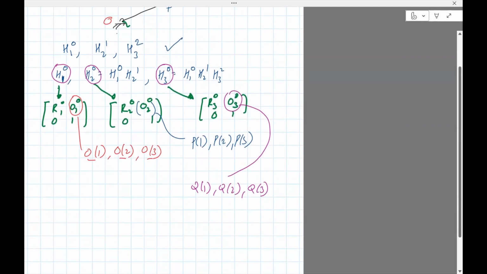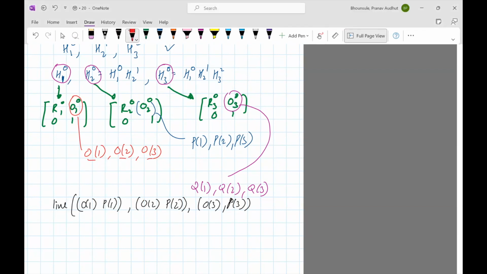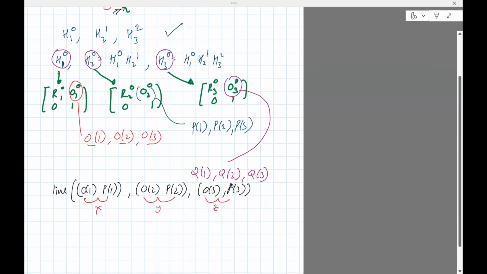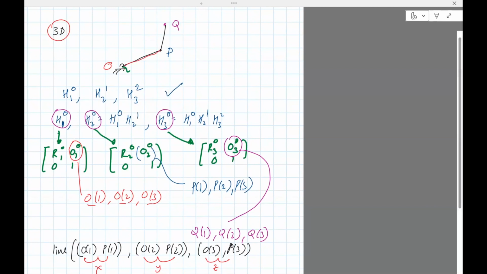And so then the final thing you need to do in order to create this animation is use the line command in 3D. In the line command in 3D, what you do is you specify O1, P1, that's your first argument, O2, P2, that's the second argument, and O3, P3, is the third argument. So the first one is the x coordinates of the 2 points, then the y coordinates, and then the z coordinates. This will essentially draw the line from O to P.